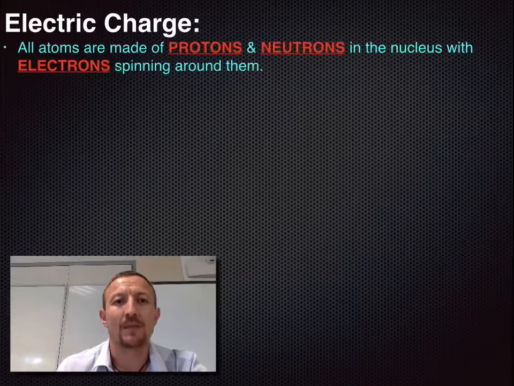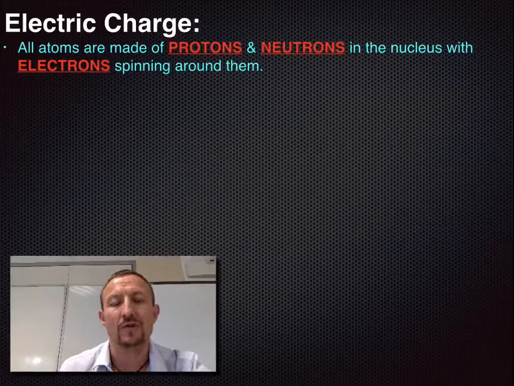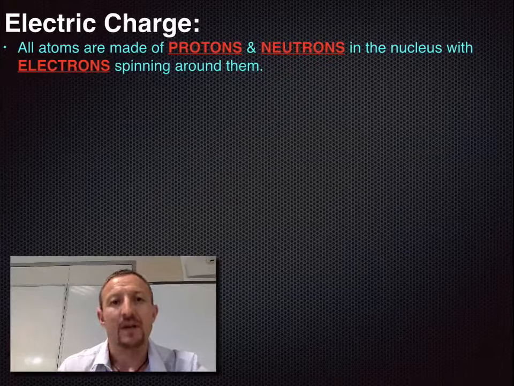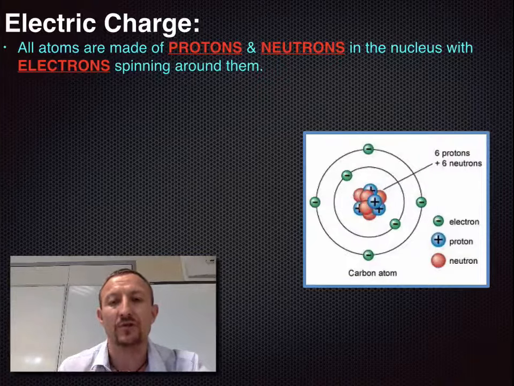Now basically electric charge is due to the idea that all atoms are made up of three constituent particles. We've got protons, we've got neutrons which are found in the nucleus, and then we've got electrons which are spinning around the outside. Generally a build-up of electrons or protons will determine the charge. Remember, neutrons are neutral. In this model we've got the protons and neutrons in the nucleus, and we've got electrons moving out in the orbitals.